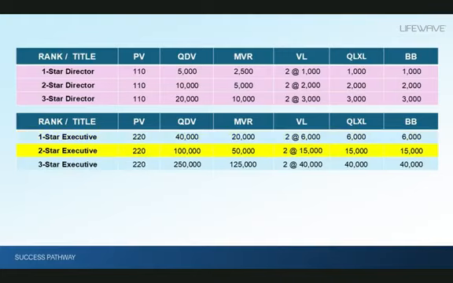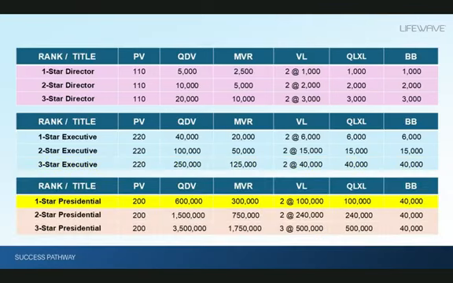To achieve two-star executive, you will need 200 PV, 100,000 QDV with MVR of 50,000, two legs at minimum 15,000 per leg, and outside largest two legs of 15,000, and binary balance of 15,000. For three-star executive, your requirements will be 200 PV, 250,000 QDV with 125,000 MVR, two legs at minimum 40,000, and outside largest two legs and binary balance of 40,000 respectively.